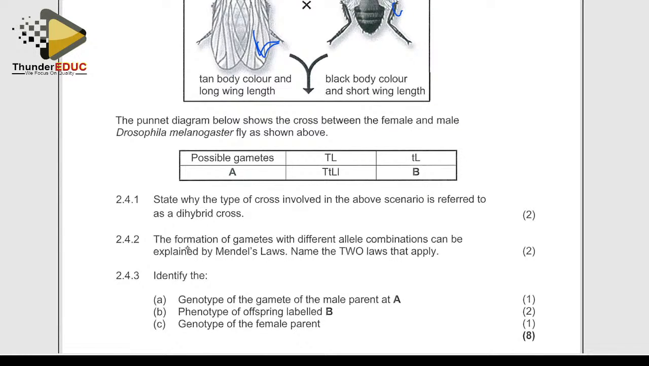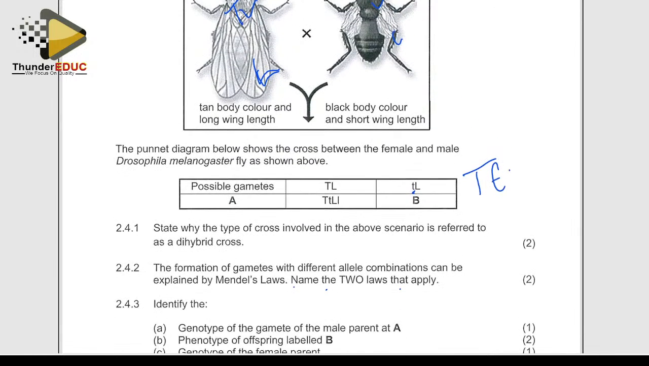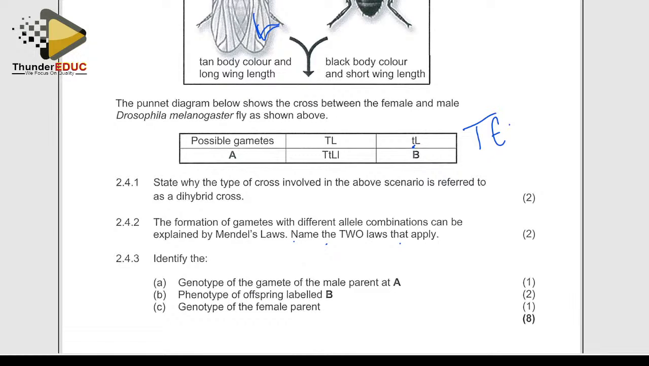Then they're saying, the formation of gametes with different allele combinations can be explained by Mendel's laws. Name two laws that apply. Mendel's law of independent assortment or Mendel's law of segregation. And then number two, you also have Mendel's law of dominance because one is dominant over the other. So Mendel's law of dominance and Mendel's law of independent assortment or segregation.